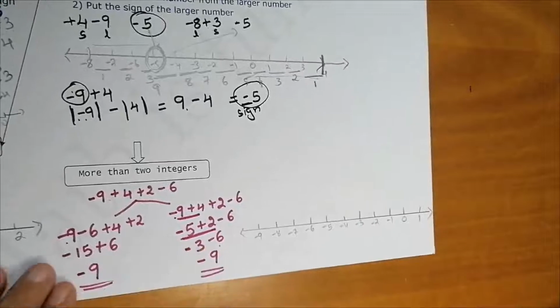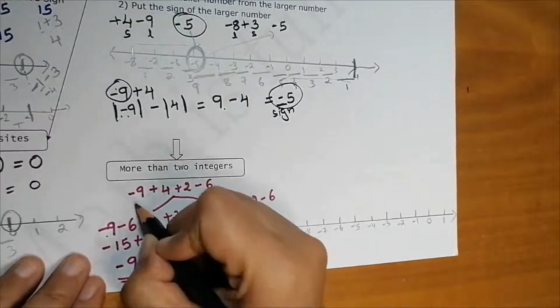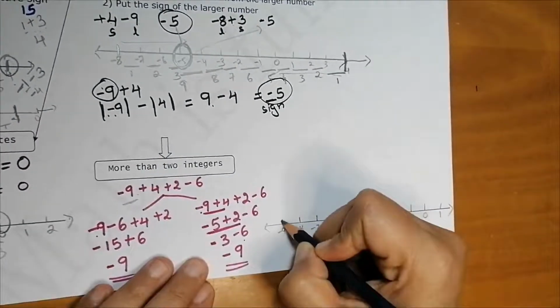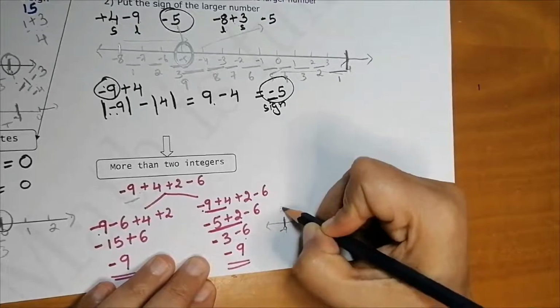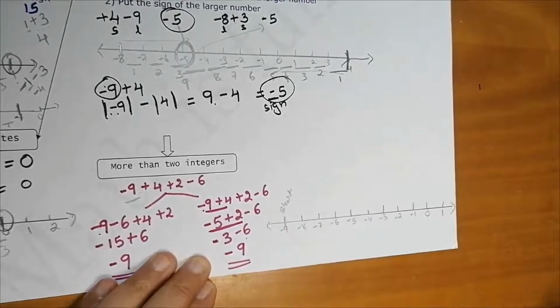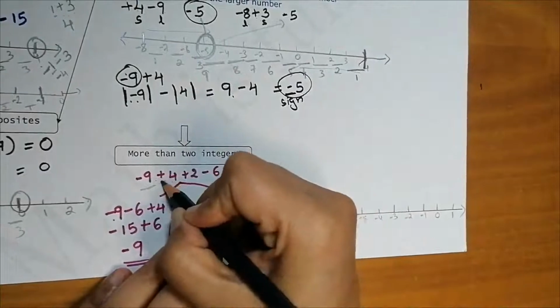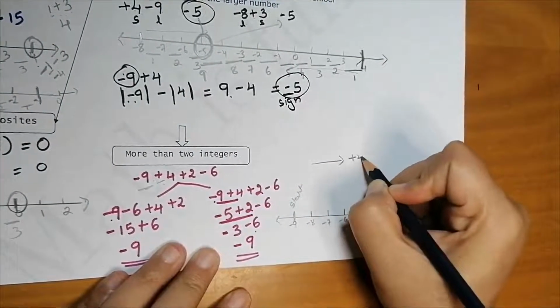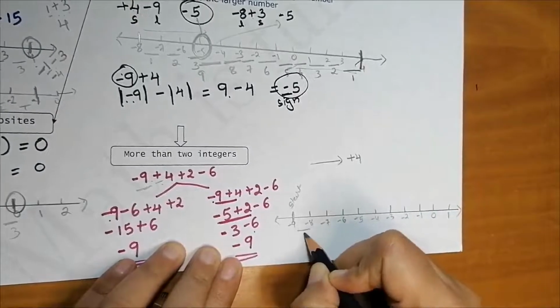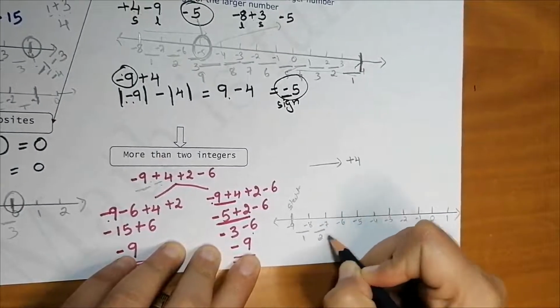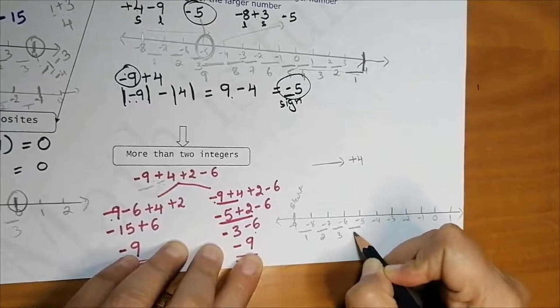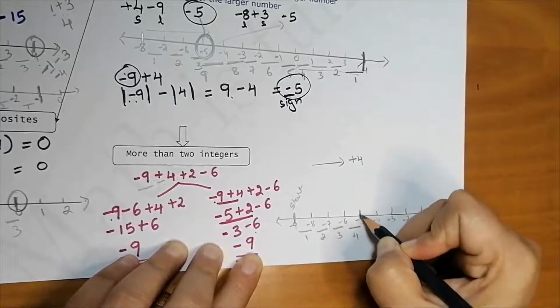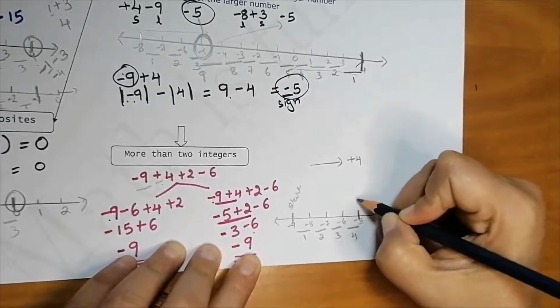Okay, so we begin with the first one, right? Minus 9. So we begin here. This is our start point, right? And it says plus 4. So we go right for plus 4, right? So 1 step, 2, 3, and 4. So this is where we are.